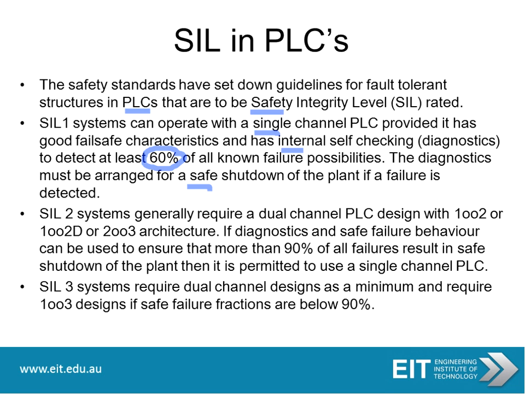SIL-2 systems generally require a dual-channel PLC design with 1oo2 or 1oo2D or 2oo3 architecture. So if your diagnostics and safe failure behavior can be used to ensure that more than 90% of all failures result in a safe shutdown of the plant, then it's permitted to use a single channel PLC. Getting to SIL-3, systems require dual channel design as a minimum and require 1oo3 designs if safe failure fractions are below 90%.